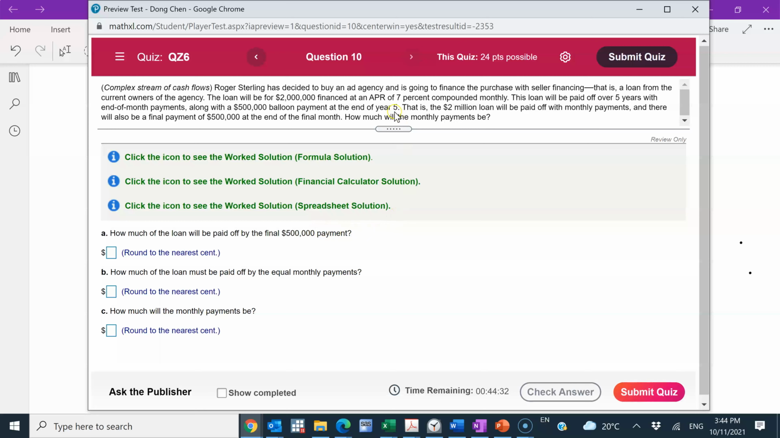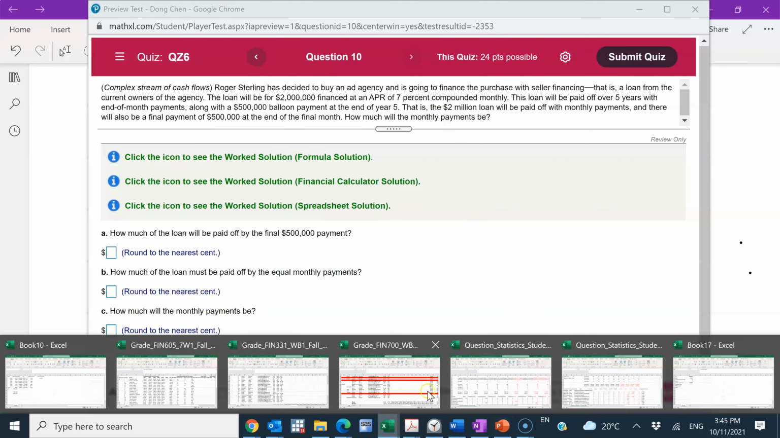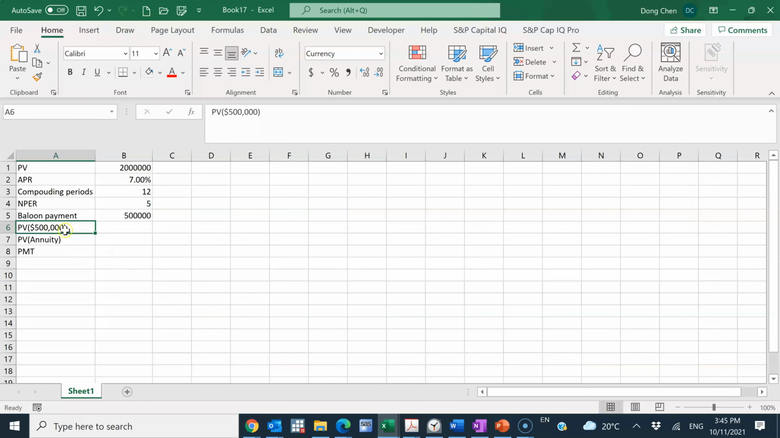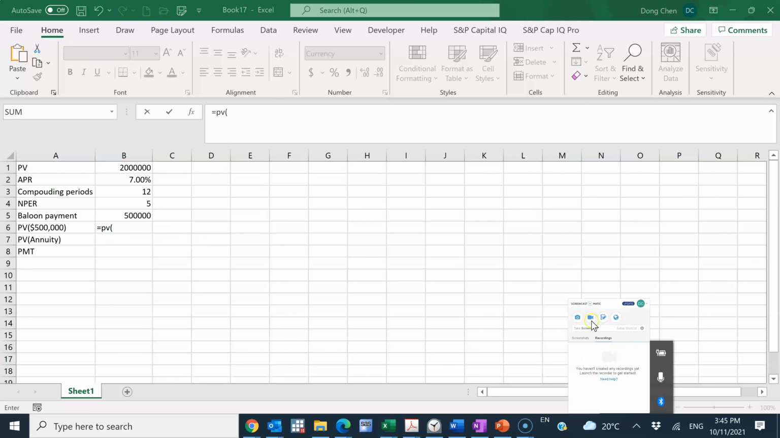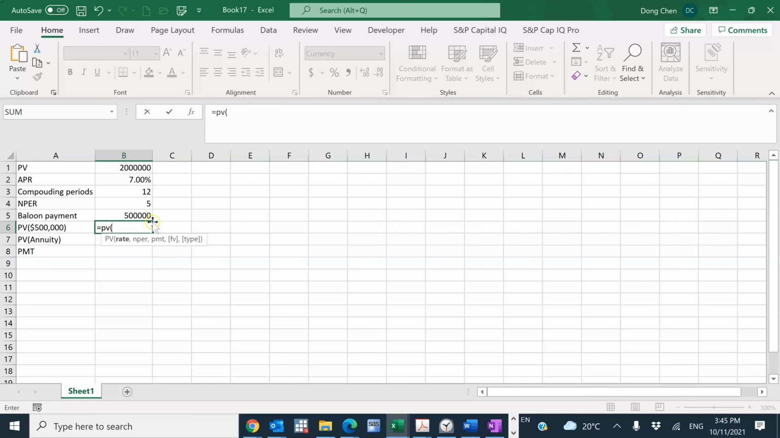Another twist here is that even though this is one single cash flow, we still need to work with the monthly interest rate. But the interest rate directly given here, APR, is the annual interest rate. So we need to get the monthly interest rate first before we can do the calculation. That's what I wrote here. The PV of $500,000, we can use the PV function, and then we can just look at the input.